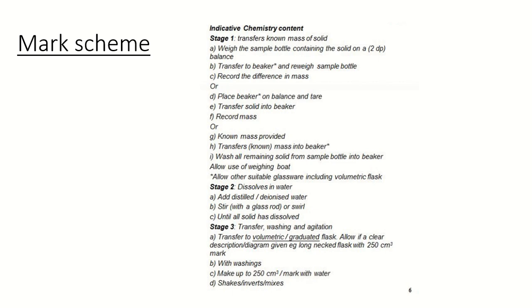This is the mark scheme. As for any 6 marker, it's going to be split into a few stages. Here we have 3 stages. We need to make sure that we fully, or as best we can, cover all the stages to get the full 6 marks. I would recommend looking at words that are underlined, so transfer to volumetric flask, that's a key word, you need that. If you said flask, that's a bit vague, not sure about that. So yeah, always read through a mark scheme, self-assess your work. It will help you to be more confident in exams.